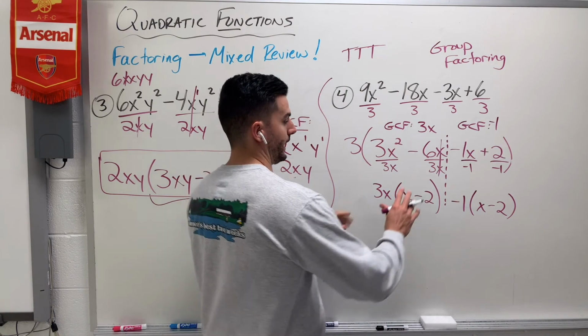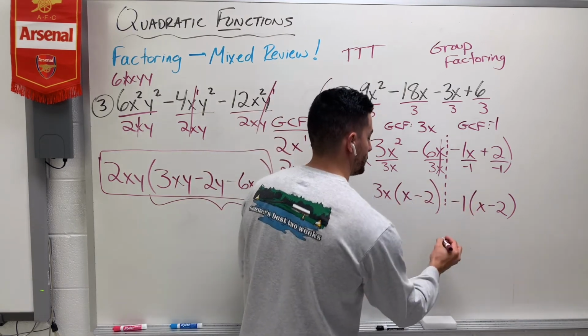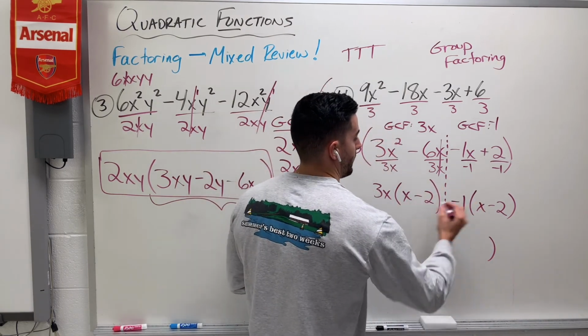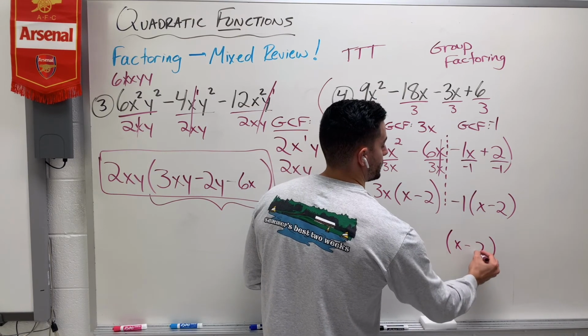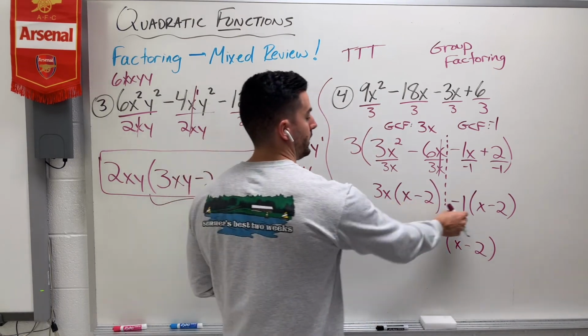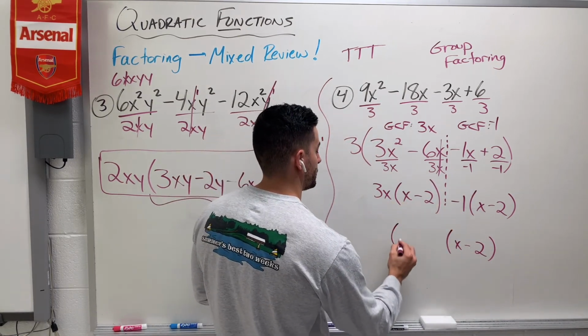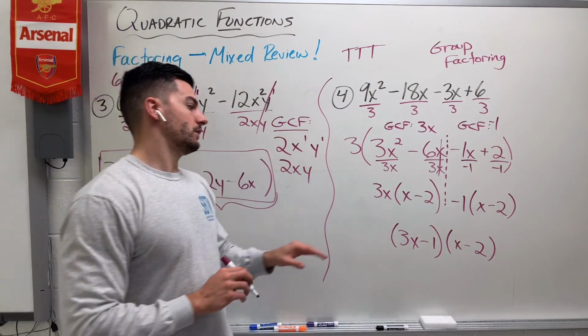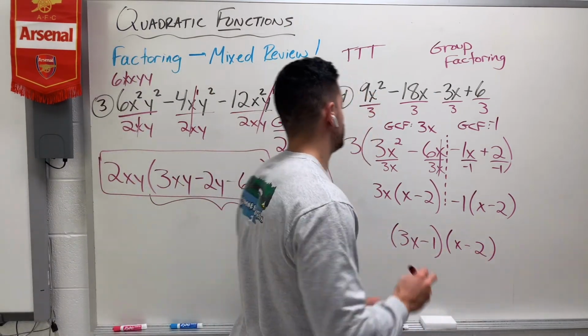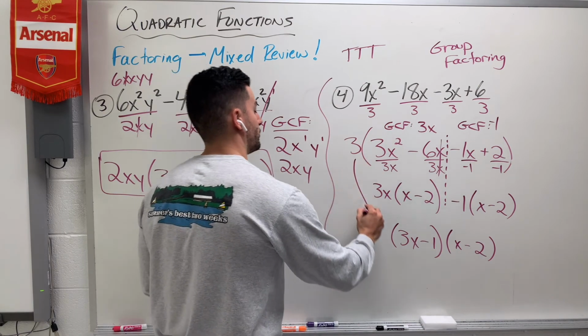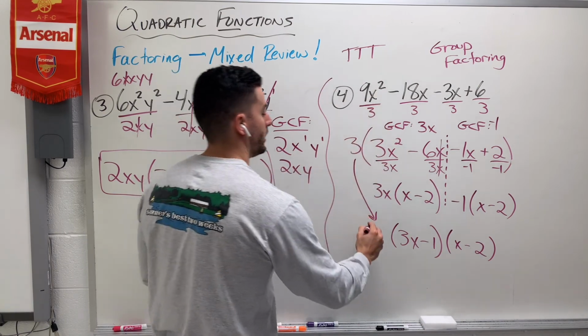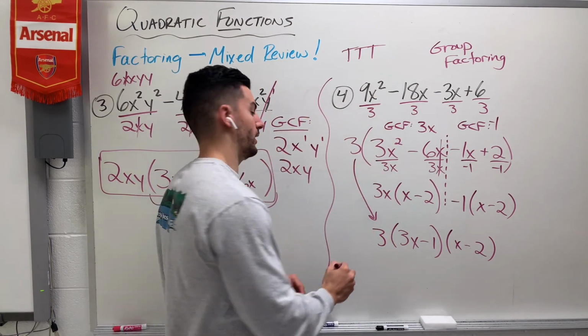And then writing your answer from here, once you confirm that these two groups match, those matching groups make up one of your answer groups. And then your other group is the two outside GCFs. So 3x minus 1, x minus 2, and then again, don't forget that 3 that you factored out at the very beginning is included in the outside.